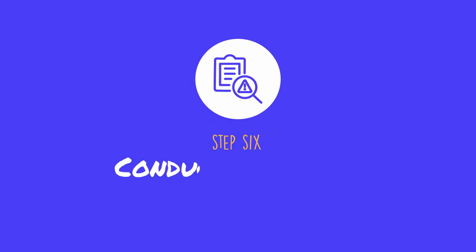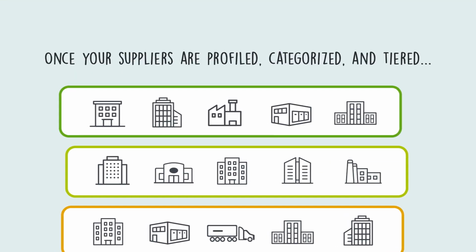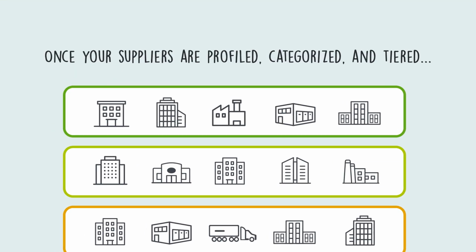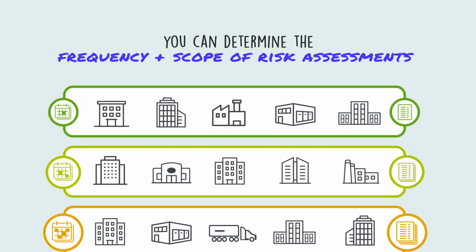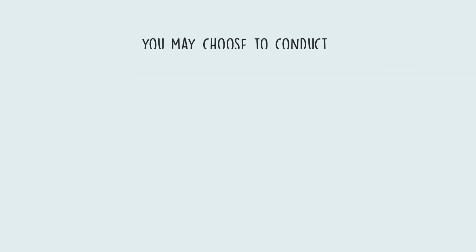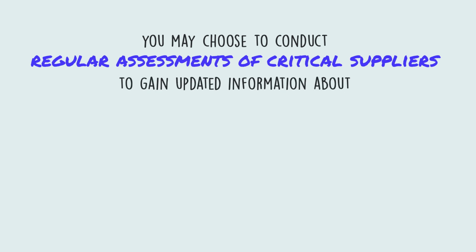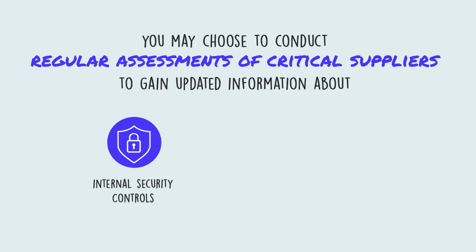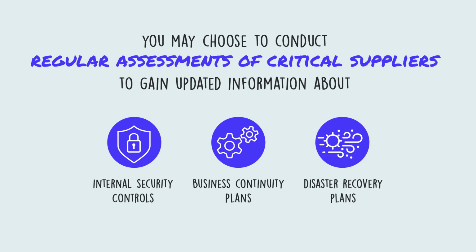Step 6. Conduct periodic risk assessments to ensure compliance. Once your suppliers are profiled, categorized, and tiered, you can easily determine the frequency and scope of future risk assessments for each category of supplier. For instance, you may choose to conduct regular assessments of critical suppliers to gain updated information about internal security controls, business continuity, and disaster recovery plans.